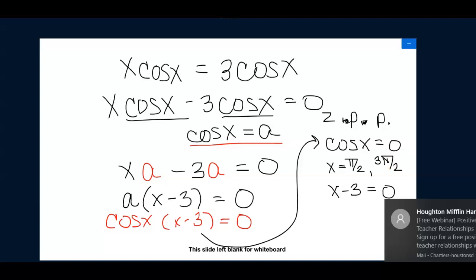What value of x minus 3 makes it 0? 3. Trig functions act like any other variable. You may have to look at page S or page T just for some of the solving ones, and I can go back and look for you. You may need to use sine squared x plus cosine squared x equals 1.